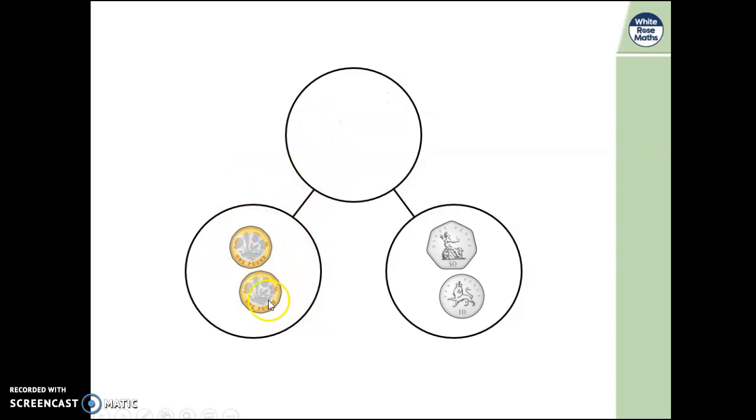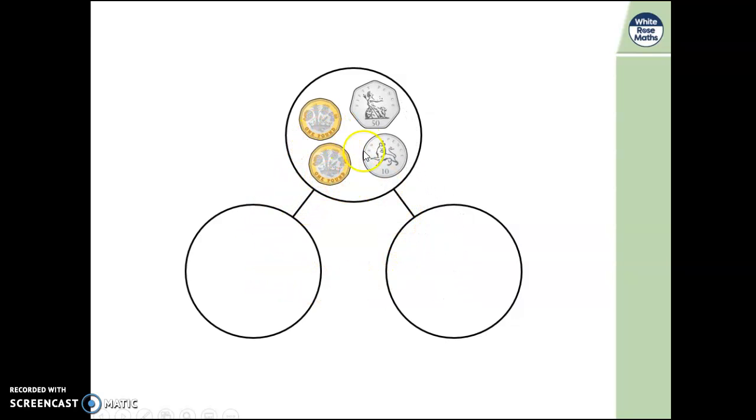So if we split this total into pounds and pence, we would have £2 over here, because we've got two £1, and we've got 50 add 10 equals 60p. So if we put those together, we have £2 and 60p.